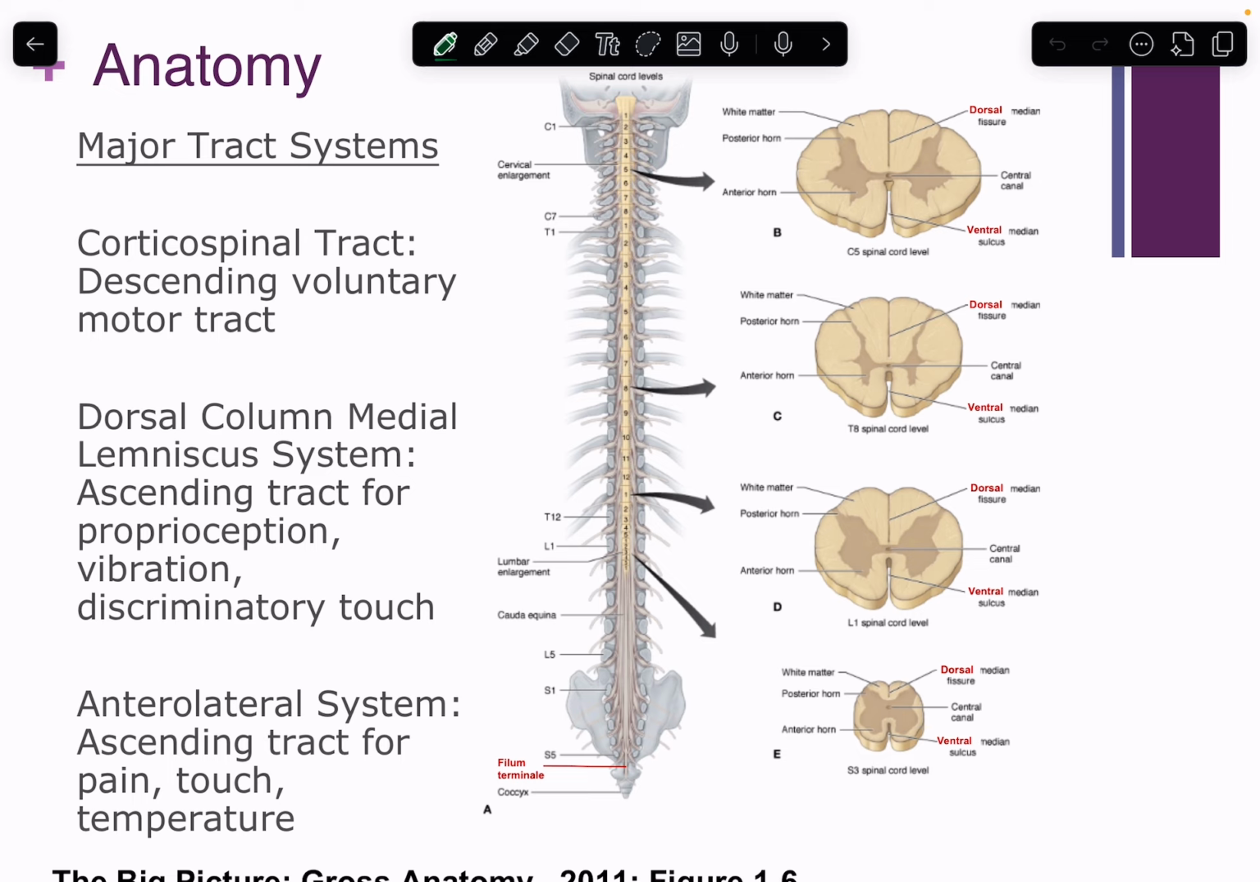So again, the difference is where it actually crosses over. It crosses over one to two segments of the spinal cord.